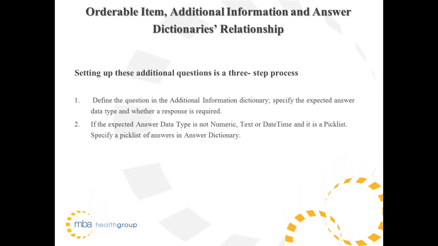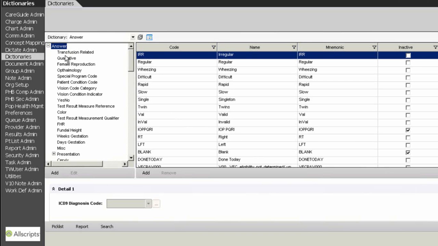Second step, if the expected answer data type is not numeric, text, or date time and it is a pick list, specify a pick list of answers in the Answer Dictionary. I will show you in the application how you can create a new pick list in the Answer Dictionary. Here's the Answer Dictionary. I will show you how to create a similar pick list to the one that we used for our additional information question.